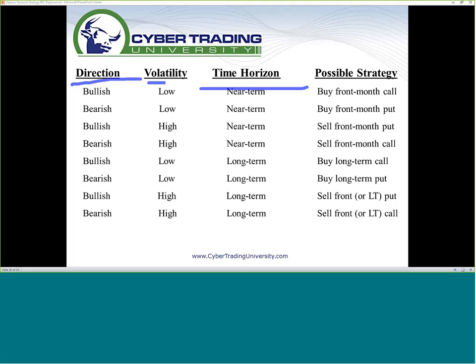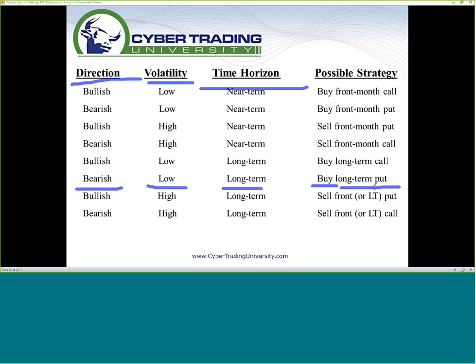In the next example, if we're bearish with low volatility, what do we want to do? We could either buy a put or sell a call. With low volatility, we want to buy an option. Which option do we buy if we think the stock's going to go down? A put. Which one? Long-term.